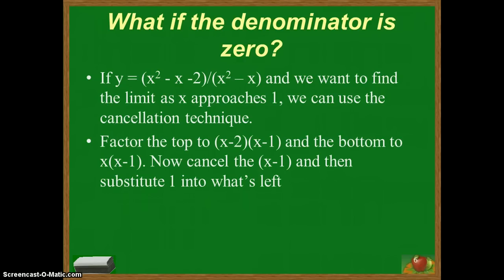So I would cancel that factor, which leaves us with just on the top x minus 2. And then we would substitute the value of x, in this case 1, into what's left.